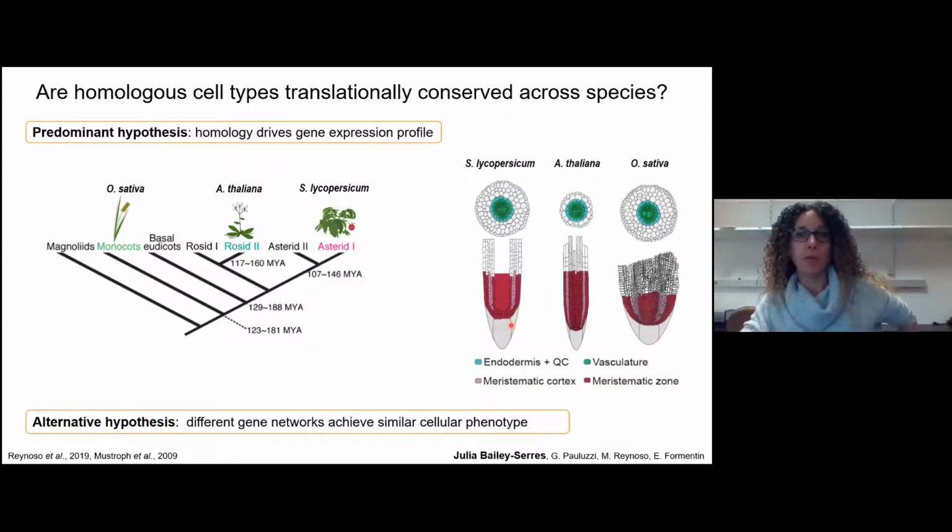So in collaboration with the lab of Julia Bailey-Serres from UC Riverside, we generated and collected translatome profiles of the endodermis, here in blue, which includes also the quiescent center, the entire vascular tissue, the meristematic cortex, and the entire meristematic zone. And each of these 4 cell populations has a similar promoter expression domain among the 3 species. We also have used 35S in order to obtain the translatome profile of the entire root.